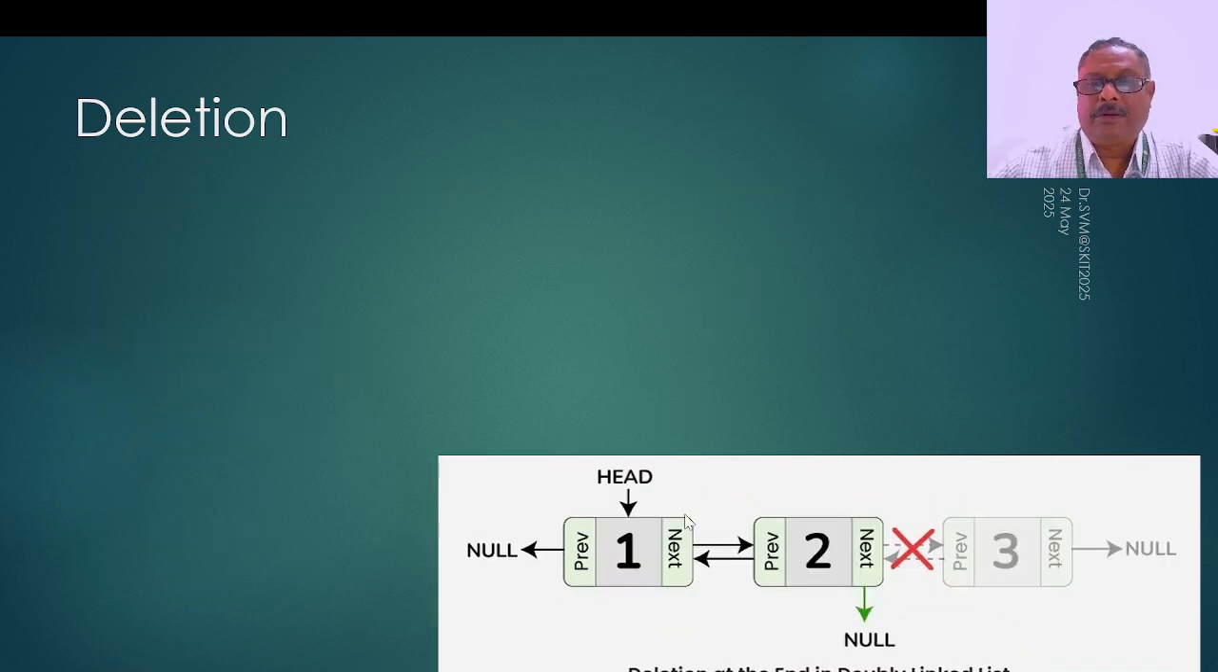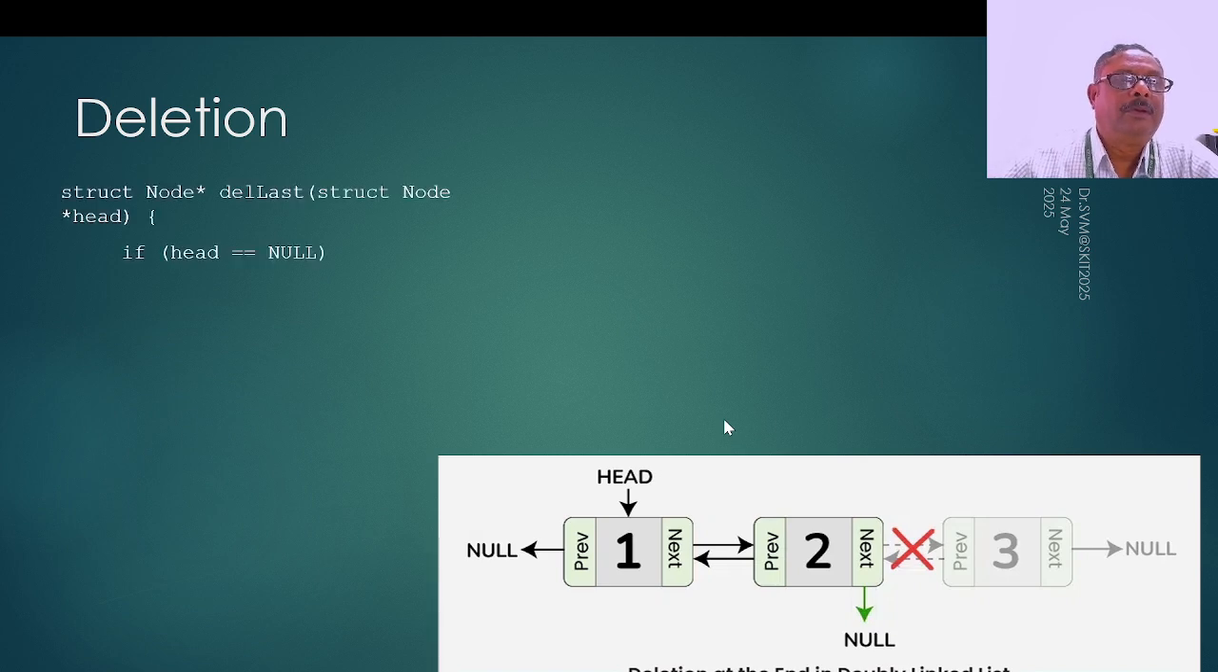So the last one is deleting the end of the doubly linked list. To delete the end, what we have to do? From the head, keep moving till the end, and when you get to the end, go one step back. Save this in a temporary pointer, then go one step back and set its next as null, and then delete the memory allocated for this. That's a simple thing we need to do.